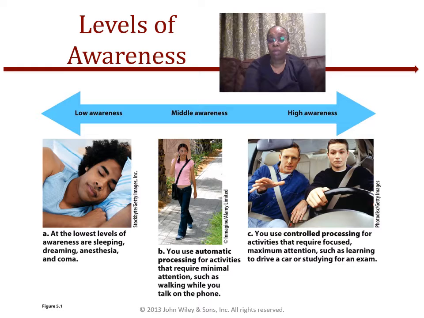So there are different levels of awareness when we're talking about our states of consciousness, okay? Think of it as a stream of consciousness. It can vary in its depth. Consciousness is not just an all or nothing phenomenon, like conscious or unconscious. Instead, it goes along a continuum. At a low level of awareness, you might be sleeping, you may be dreaming, you could be under anesthesia during surgery, or you can even be in a coma.